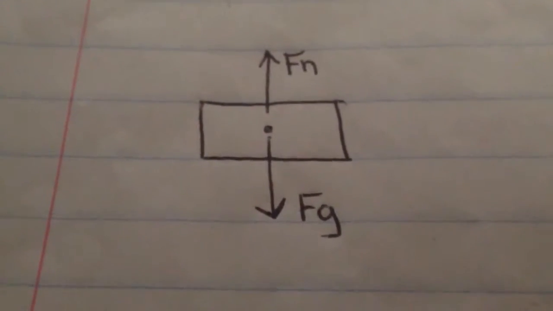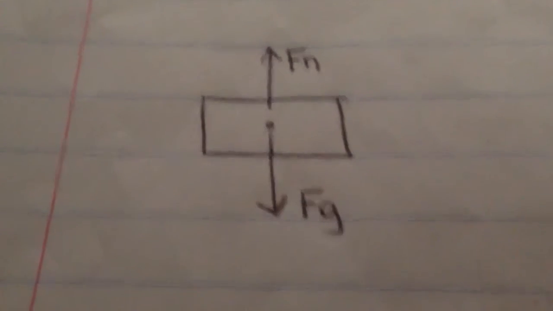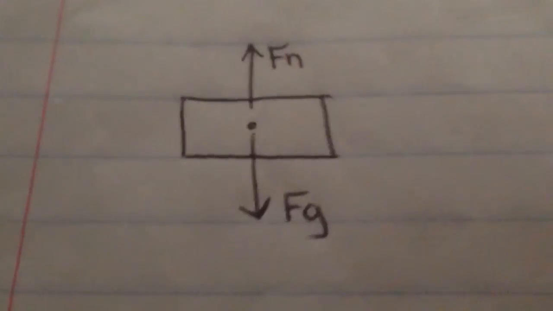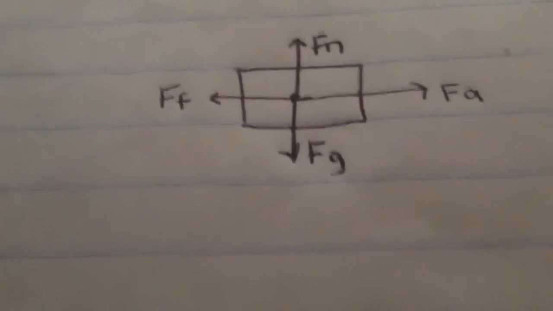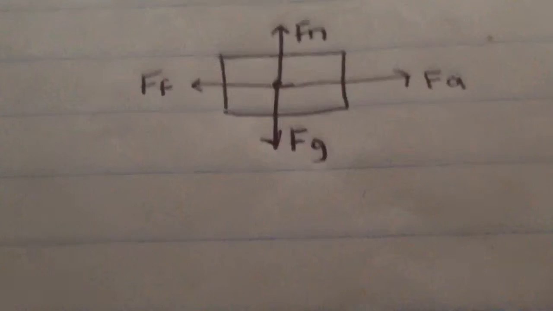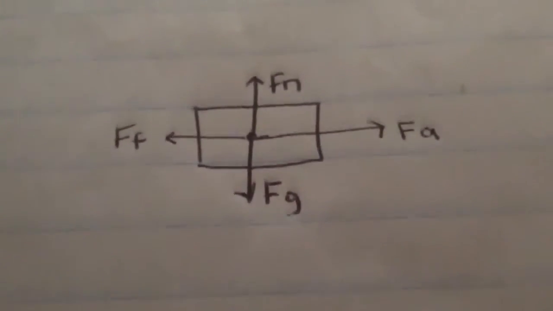This free body diagram demonstrates an object at rest where gravitational force and normal force are equivalent and there is no applied force or frictional force. This free body diagram represents an object in motion where frictional force is less than the applied force, but gravitational force and normal force are equivalent.